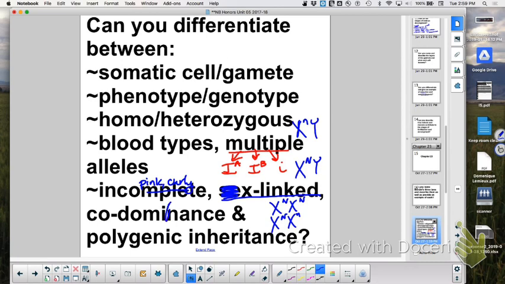AB blood type. Roan cattle. Like 2 different colors of cattle, and you see both colors in the cattle. Like the black bunny, white bunny, you have black spots and white spots, black hairs and white hairs. Okay? Polygenic. What's an example of polygenic? Skin. Intelligence, right? Good job.